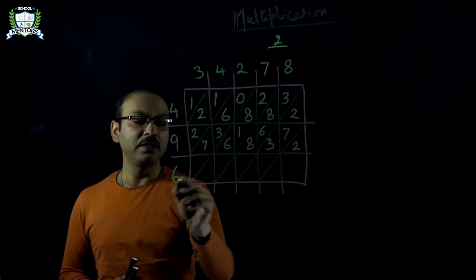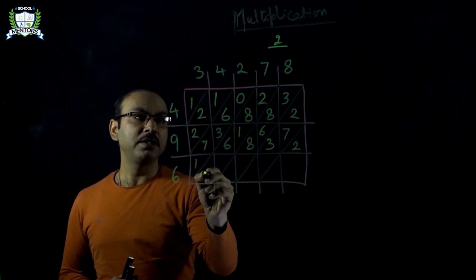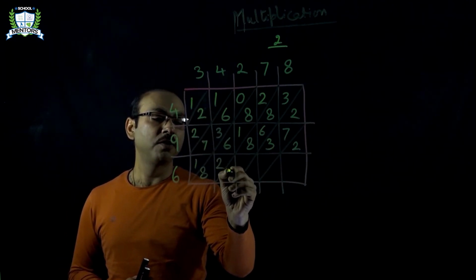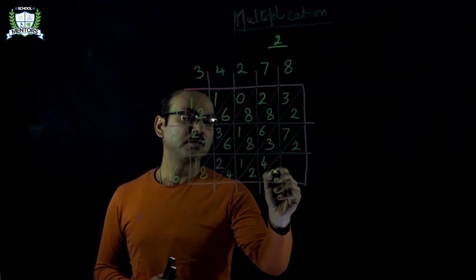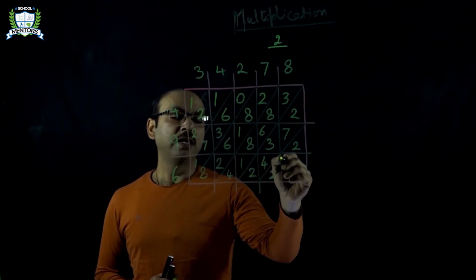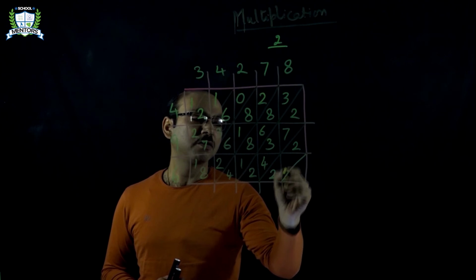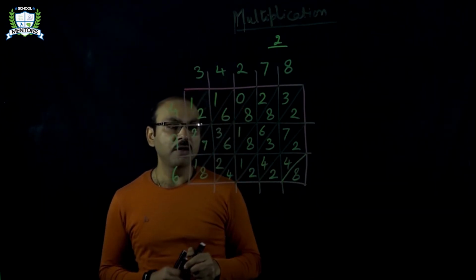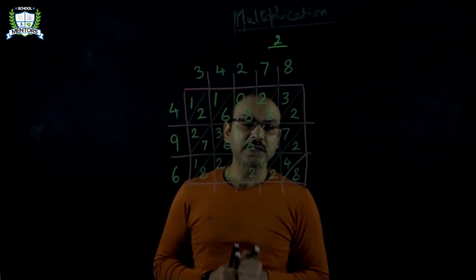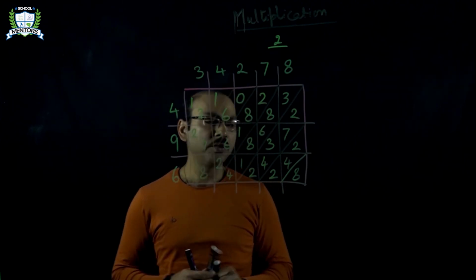And finally the last row, 6 3s are 18. 6 4s are 24. 6 2s are 12. 6 7s are 42. And 6 8s are 48. Right? So once we have drawn this matrix, simply add diagonally. That's all you need to do.